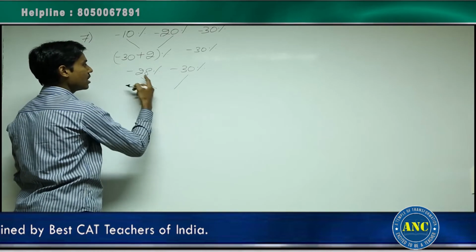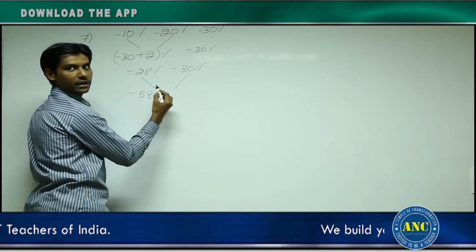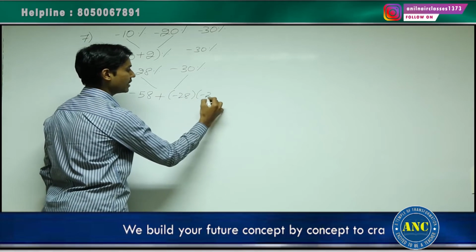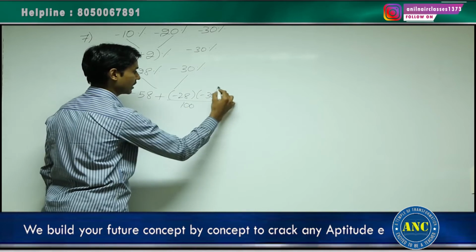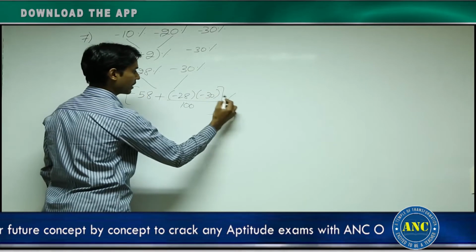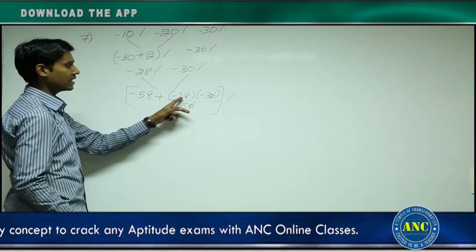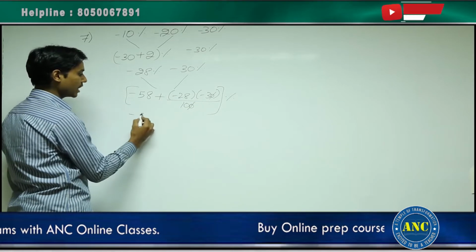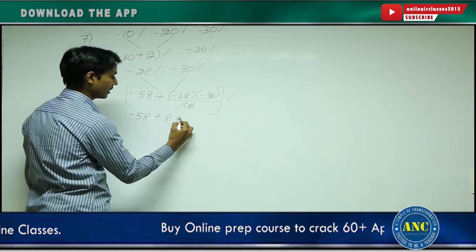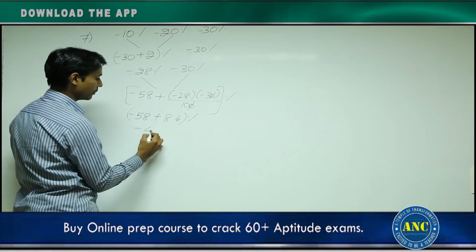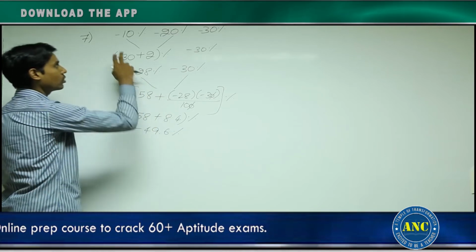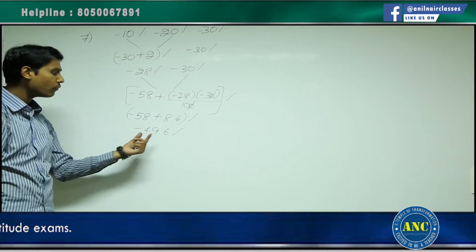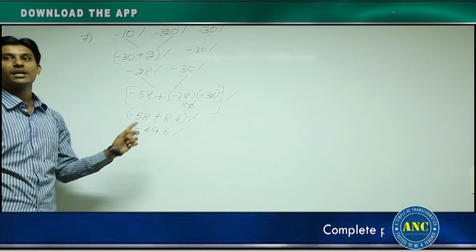Again apply the same logic. Minus 28 minus 30. It is minus 58. Plus minus 28 into minus 30 by 100%. If you simplify, this 0 will get cancelled. 28 into 3 is nothing but 84. 84 by 10 is 8.4. Minus 58 plus 8.4%. It is nothing but minus 49.6%. Successive discounts of 10%, 20% and 30% is equal to a single discount of 49.6%, not minus 49.6.